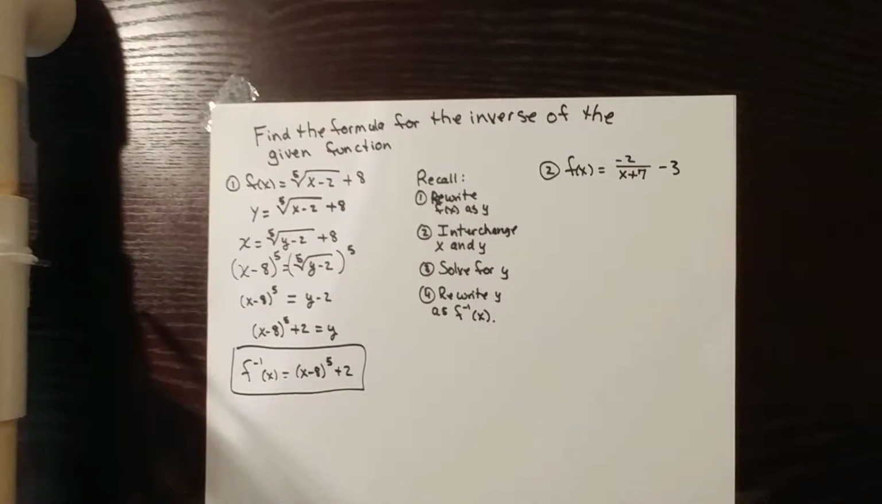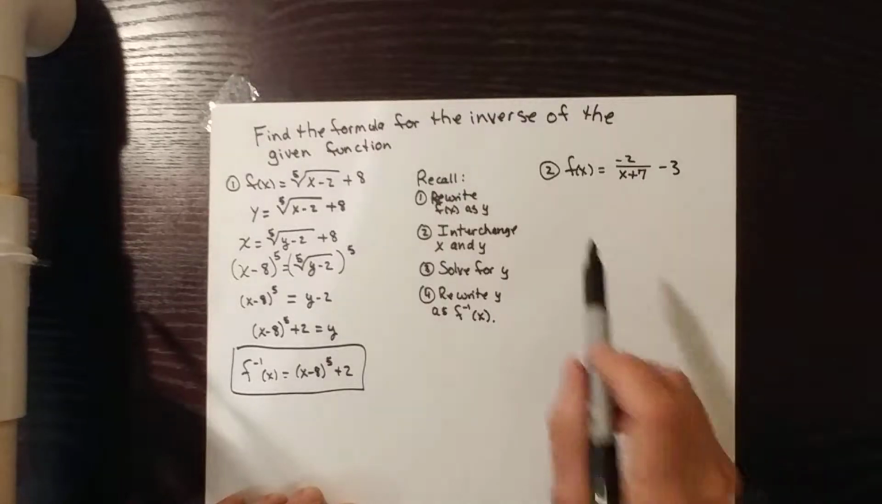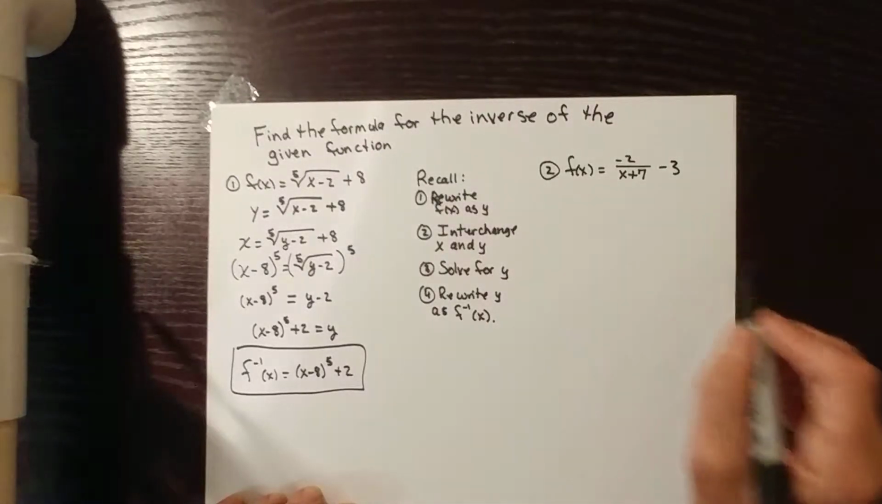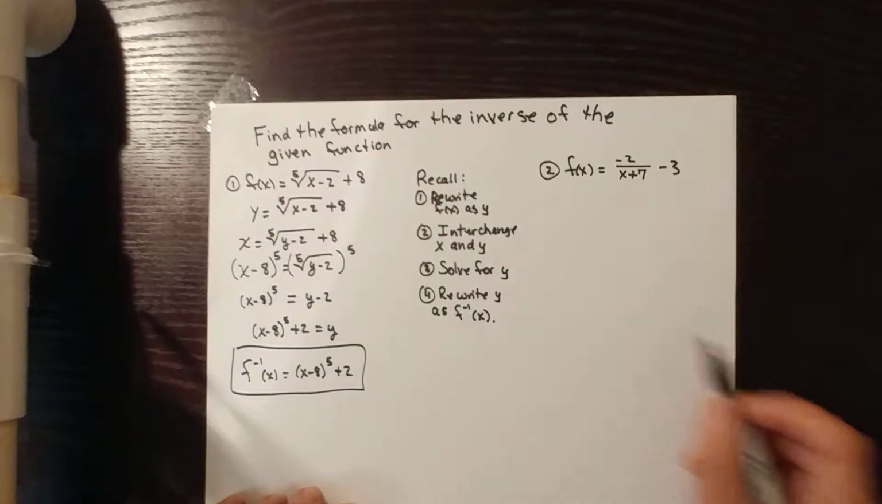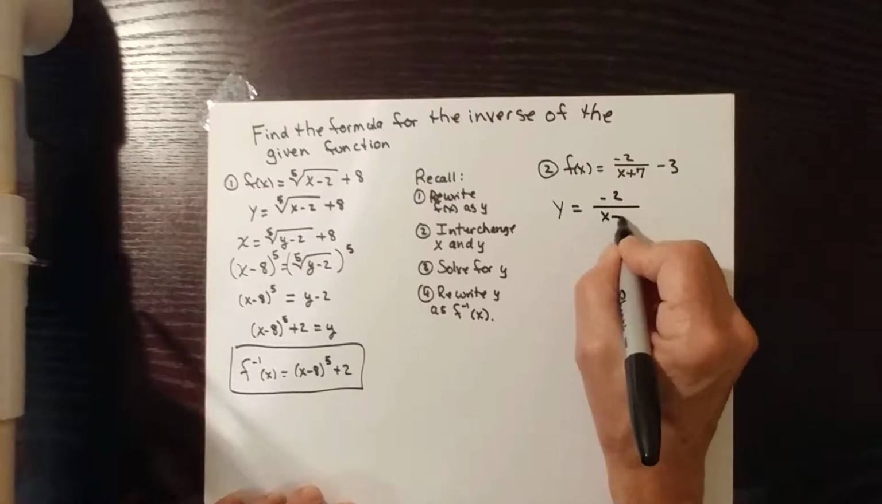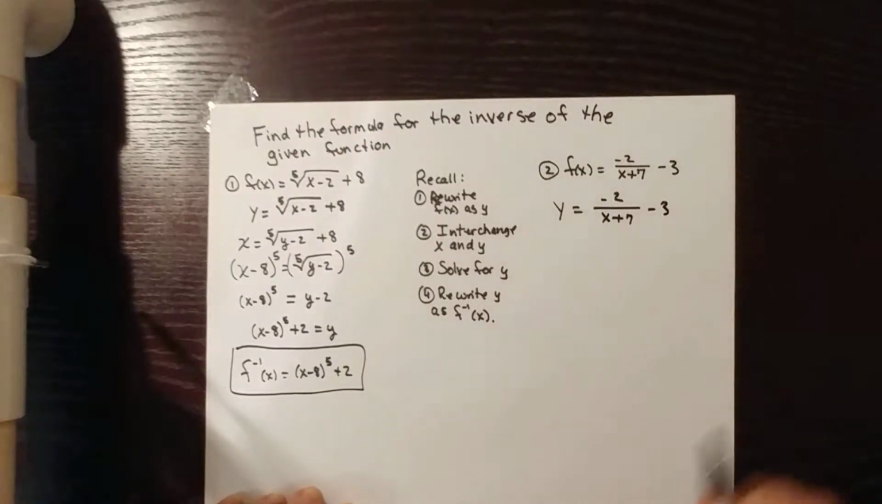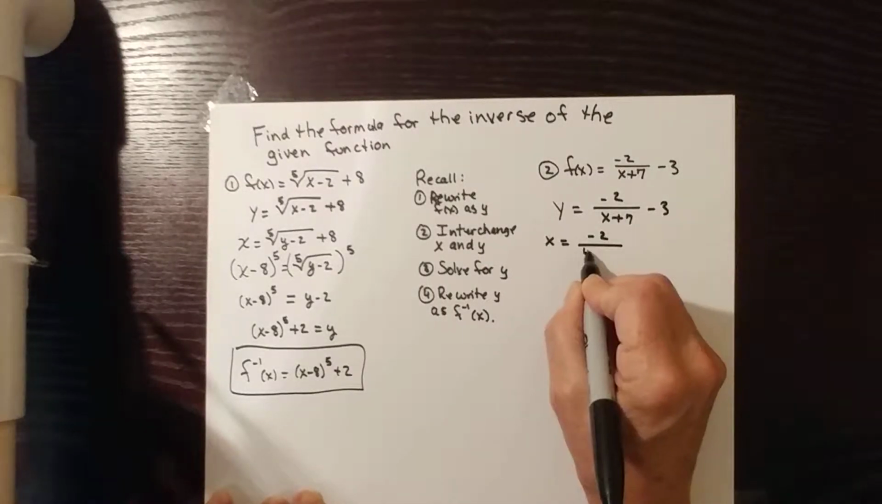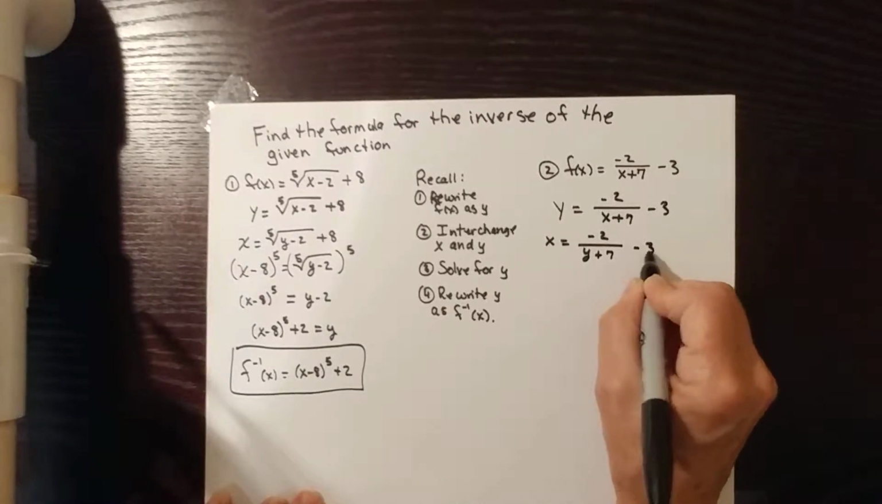All right, the second example is going to involve some fractions. So we want to get good at this, so let's handle this. Step number 1, replace f of x with y. So instead of writing f of x is negative 2 over x plus 7 minus 3, we're going to write y is negative 2 over x plus 7 minus 3. And step number 2 is to interchange x and y. So right here we get x is equal to negative 2 over y plus 7 minus 3.